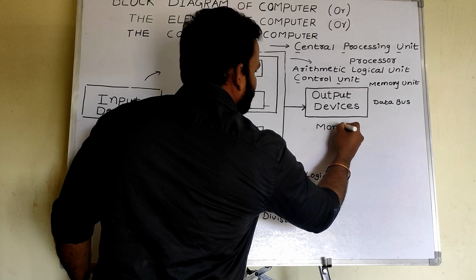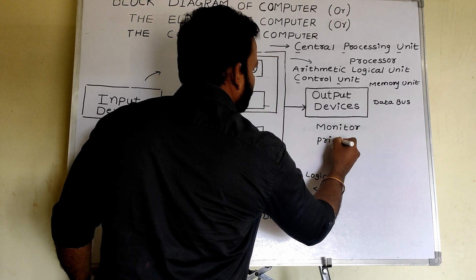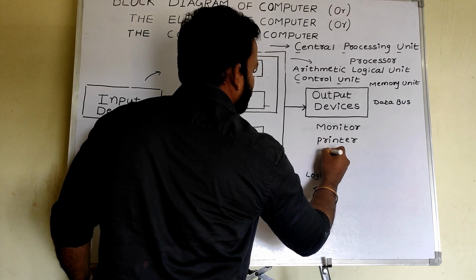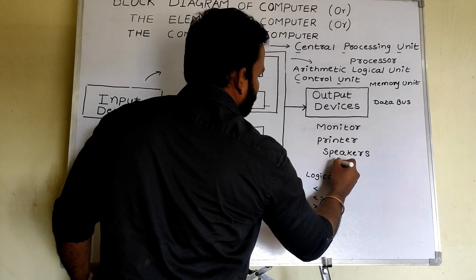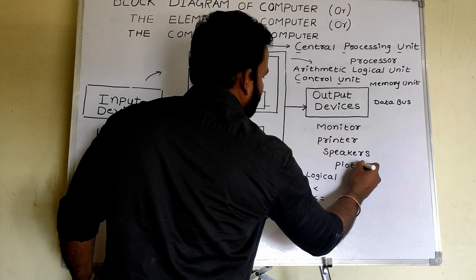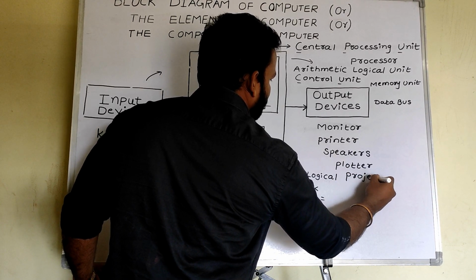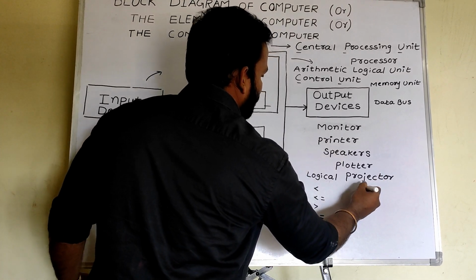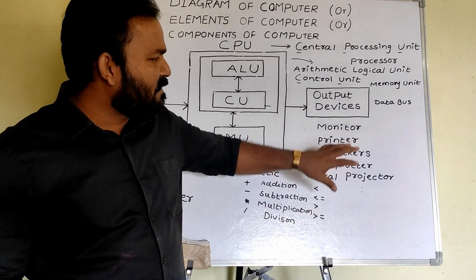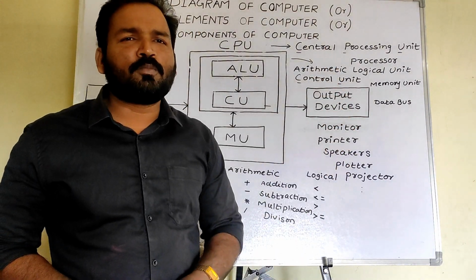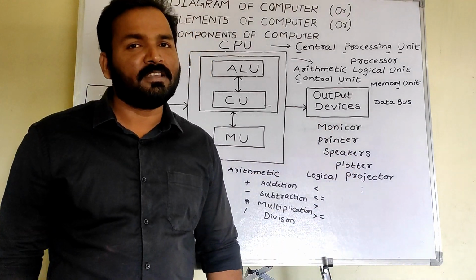Some of the output devices are monitor, printer, speakers, plotter, projector, etc. Okay, so all these devices come under output devices. These are the examples of output devices.